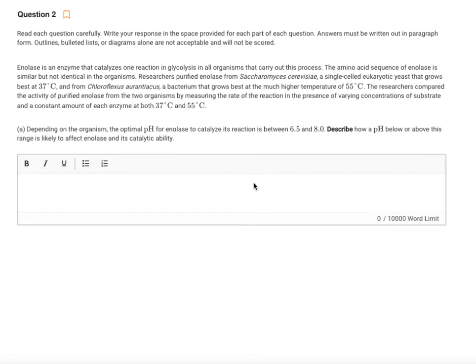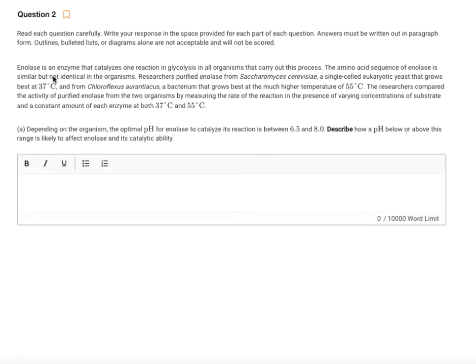So enolase, notice the ASE, is an enzyme that catalyzes one reaction in glycolysis in all organisms that carry out this process. The amino acid sequence of enolase is similar but not identical in the organisms. Researchers purified enolase from Saccharomyces cerevisiae, a single-celled eukaryotic yeast that grows best at 37 Celsius, and from Chloroflexus aurantiacus, a bacterium that grows best at a much higher temperature of 55 degrees Celsius.